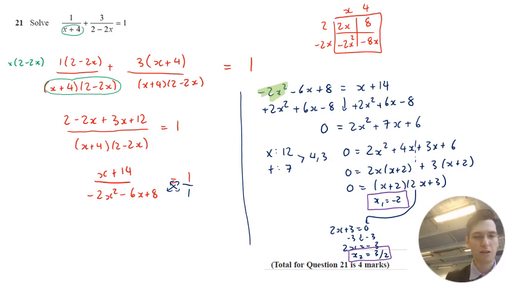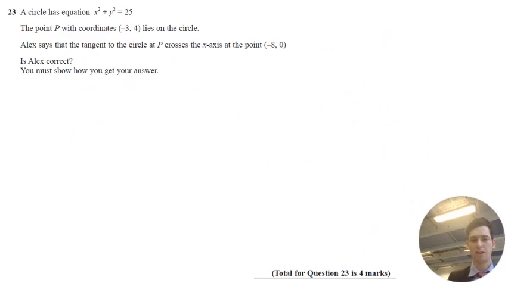So hopefully you managed to be successful with that. I think the tricky part here was realizing when I had this minus 2x squared, it's much easier to bring that onto the other side because you want your coefficient of x squared to always be positive. Okay, let's keep going. Question 23, 2 more questions to go.